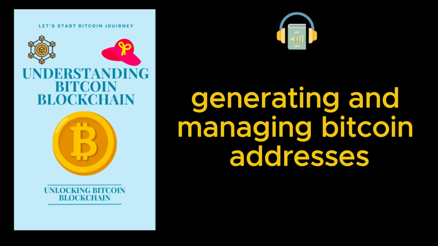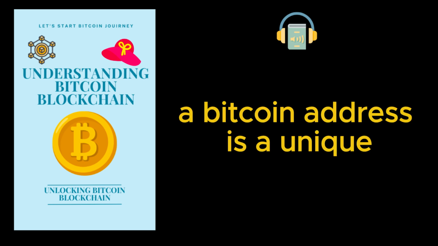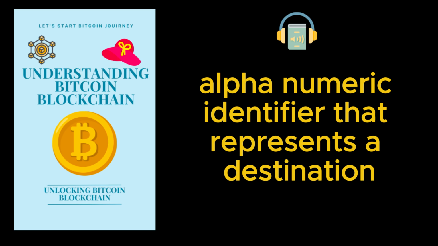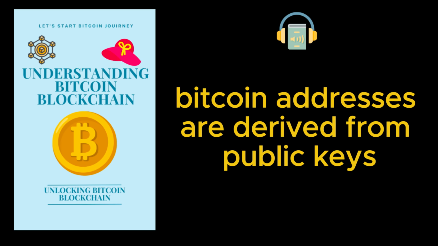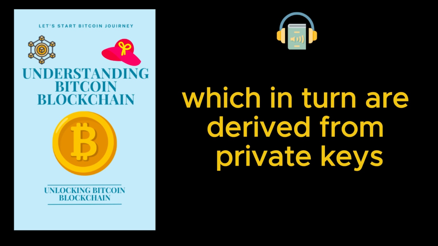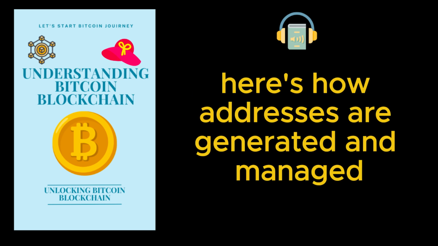Generating and managing Bitcoin addresses. A Bitcoin address is a unique alphanumeric identifier that represents a destination for Bitcoin transactions. Bitcoin addresses are derived from public keys, which in turn are derived from private keys. Here's how addresses are generated and managed.